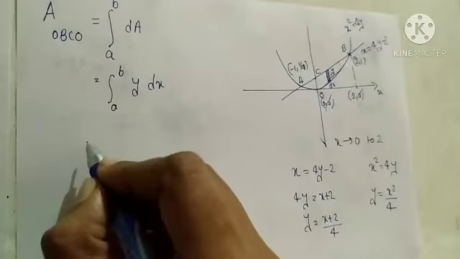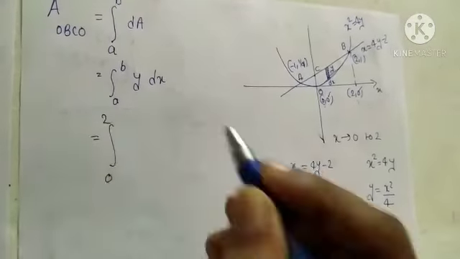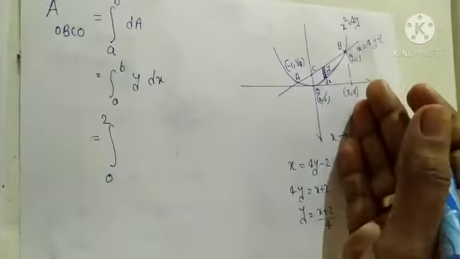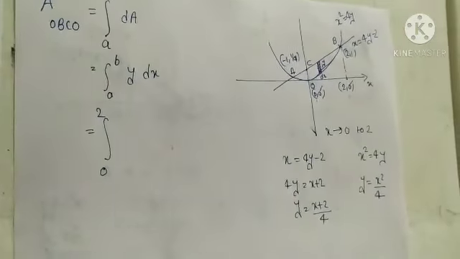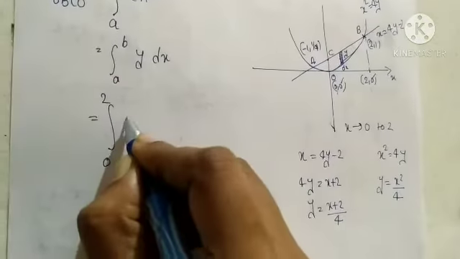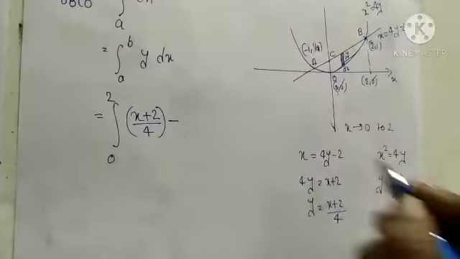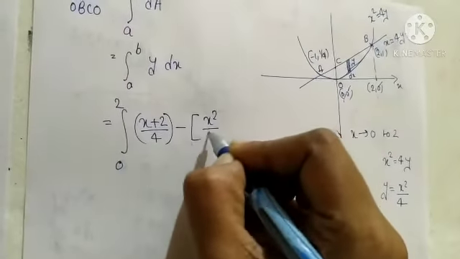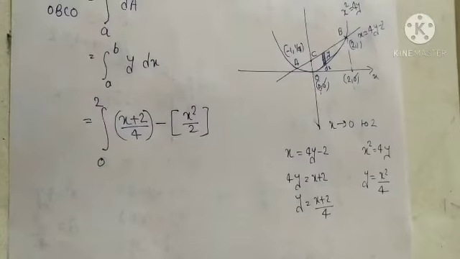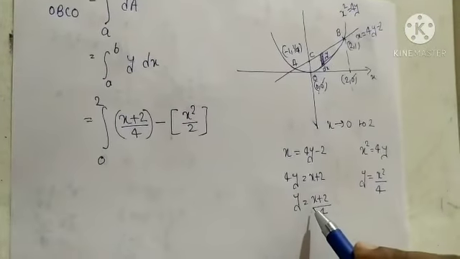Okay, next I am going to change this integral's limit to 0 to 2 and our function y is equal to upper curve minus lower curve. Okay. So upper curve is our straight line. So change this y as (x plus 2) by 4, upper curve, minus lower curve, that is our lower curve equation, x square by 4. So don't forget to change the function y as a function f of x.